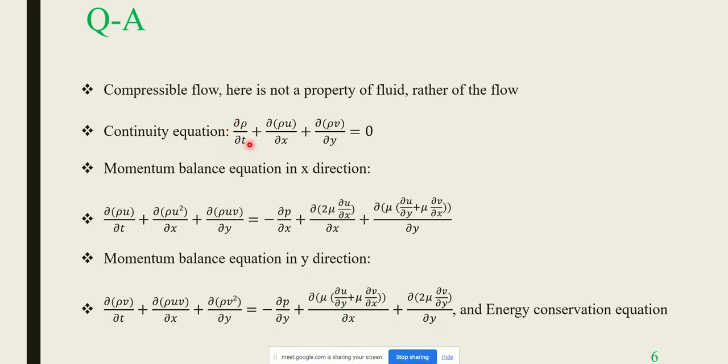it is ∂ρ/∂t plus ∂(ρu)/∂x plus ∂(ρv)/∂y is equal to 0. This is the continuity equation when we are dealing with compressible flow. Here, since density is changing, the first term cannot go to 0.